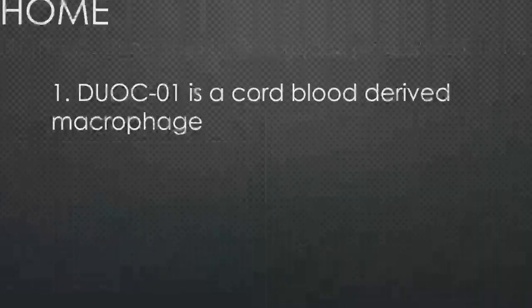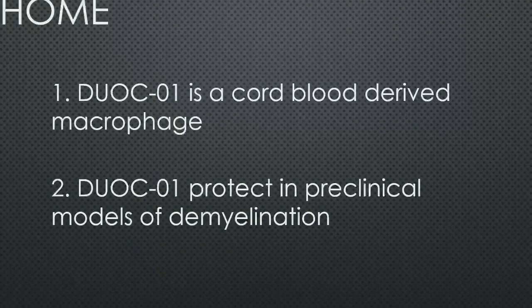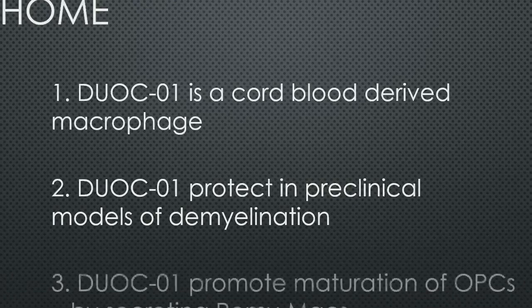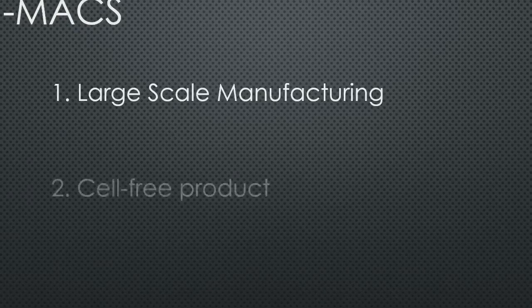So the take-home from this is that DOCO1 is a cord blood-derived macrophage that's beneficial in multiple preclinical models of demyelination. And they offer this protection by secreting these factors we're calling RemiMax that we're developing into a second-generation product. And what we're thinking about as the advantages of RemiMax is, one, we can manufacture them at large scales.